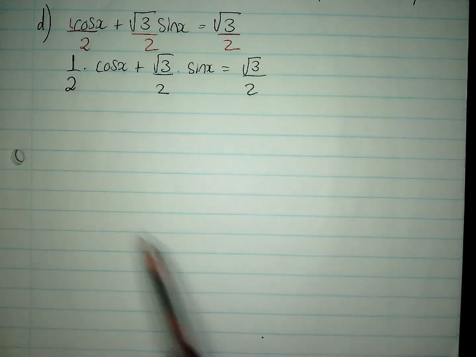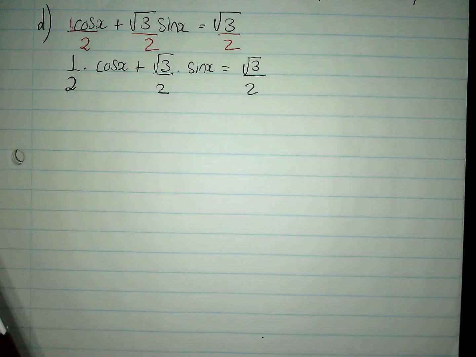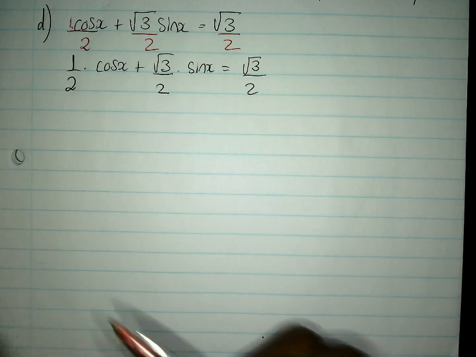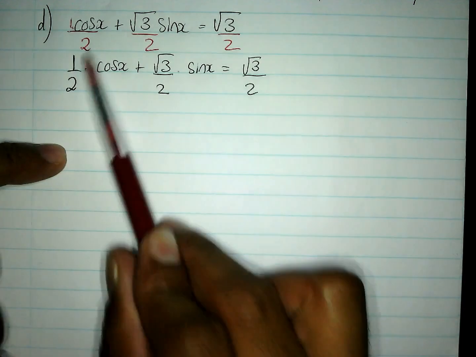Now, these values of half and square root 3 over 2 can be replaced with their trigonometric ratios of special angles, right? It depends on which one you choose, but at the end, your compound should make sense, right?